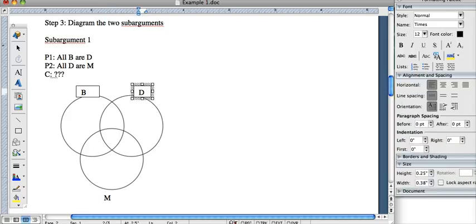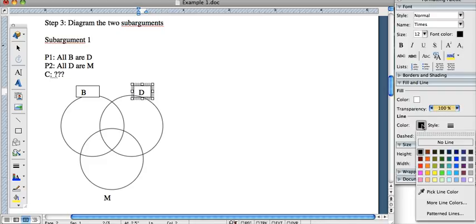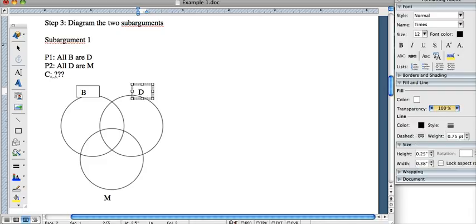Just make this a little pretty here. Get rid of these little boxes.